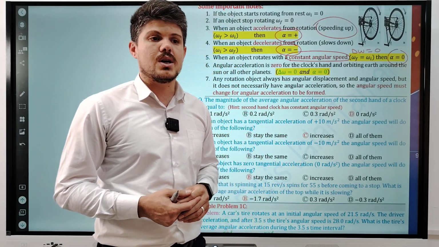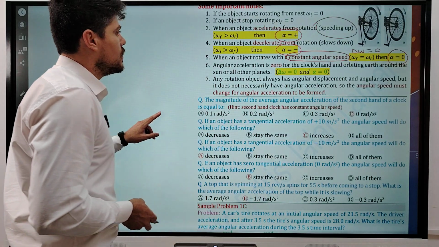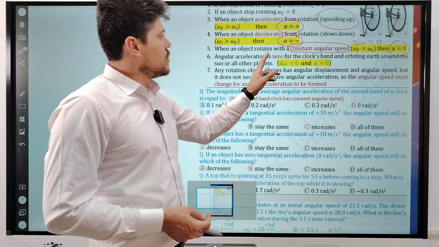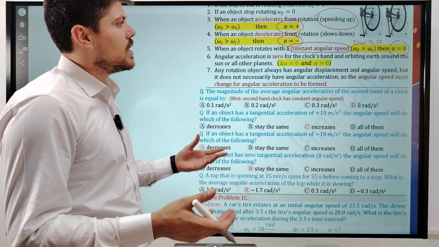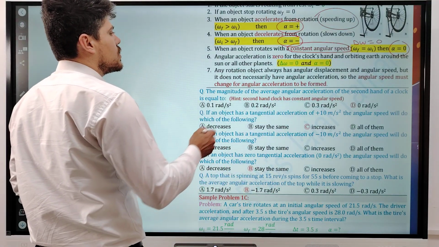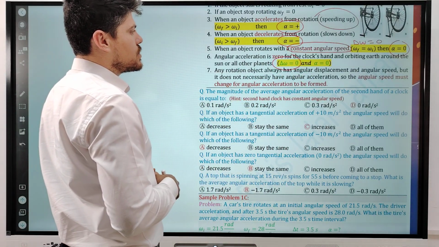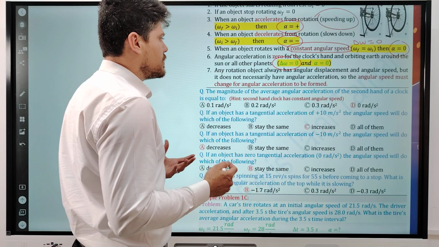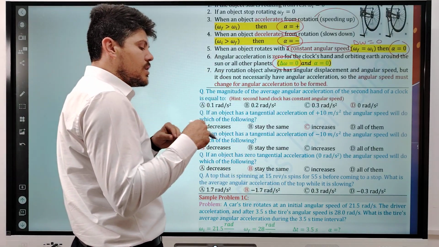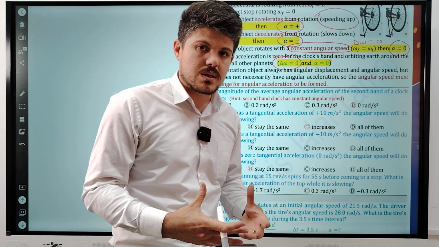Because the Earth orbiting the Sun has constant angular speed. So angular acceleration, as I told you, is 0 for the clock's hand and for the Earth orbiting the Sun or all other planets. Why? Because delta omega is 0 and alpha is 0. And a rotating object always has angular displacement for every rotation. For every rotating object, we have angular displacement.